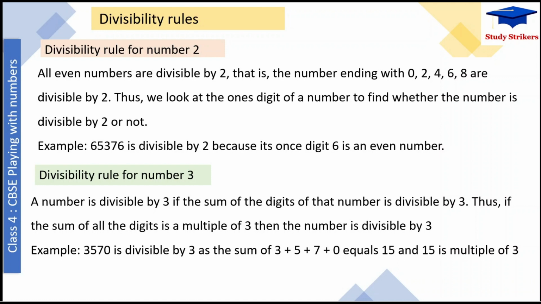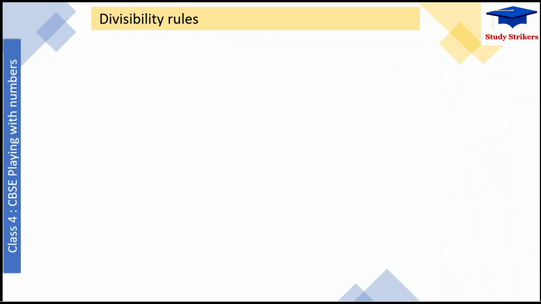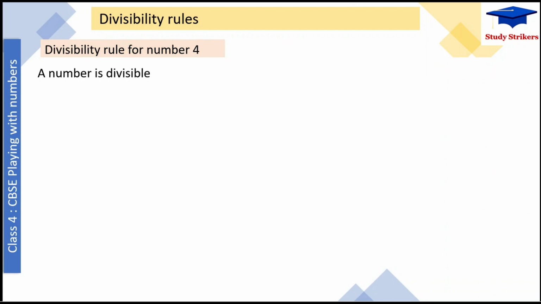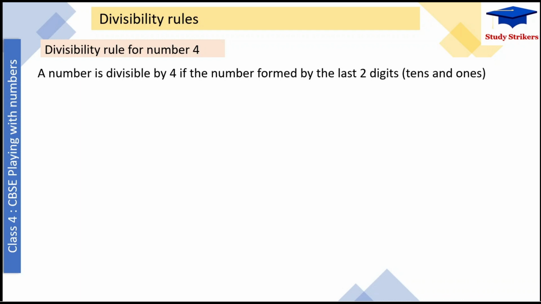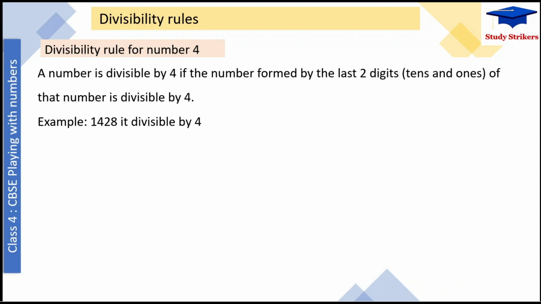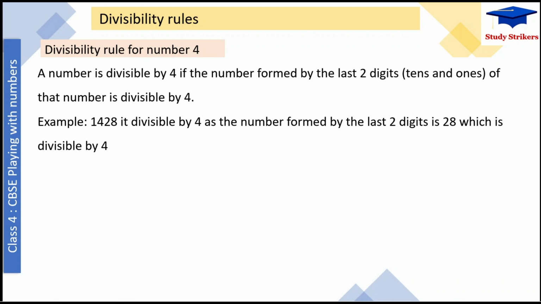Next we will see the divisibility rule for number 4. It says that a number is divisible by 4 if the number formed by the last two digits, tens and ones, of that number is divisible by 4. For example, 1428 is divisible by 4 as the number formed by the last two digits is 28, which is divisible by 4. So for any number, we have to see the ones and tens places.